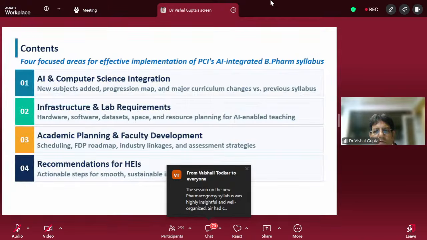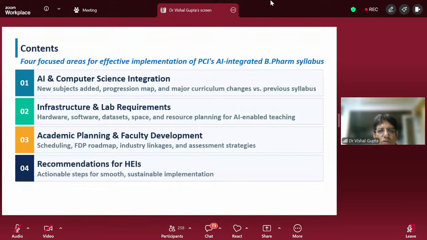The whole content of my talk would be focused on four primary areas. One is how this AI and computer science integration happened. What are the infrastructure and lab requirements for effective implementation of the same? How we should go about academic planning and faculty development. And finally, what are the few recommendations which I would like to bring on board for the higher education institutions?